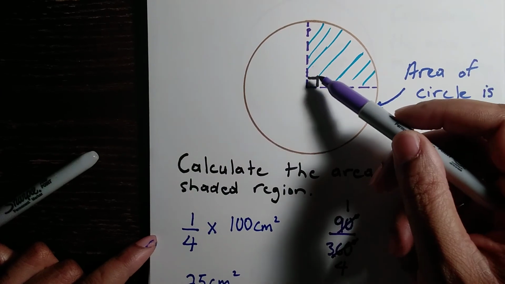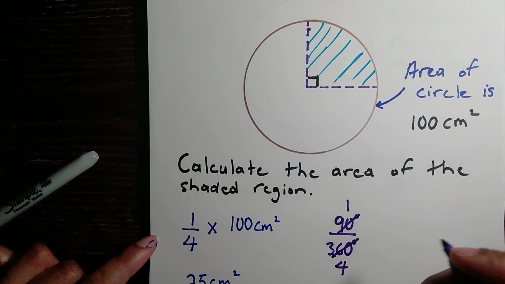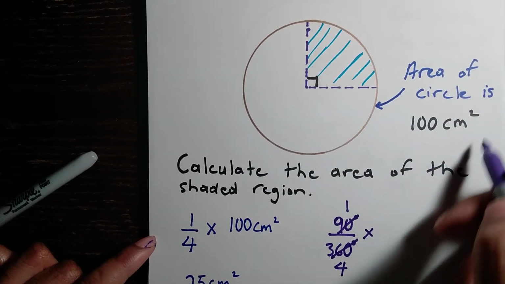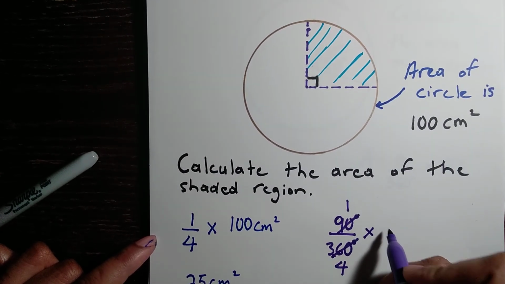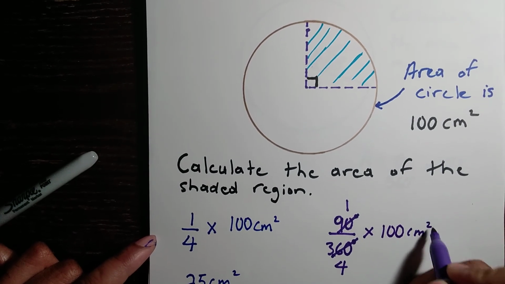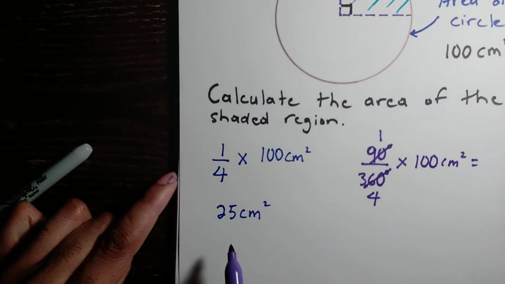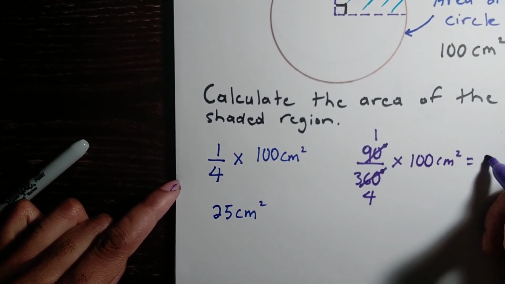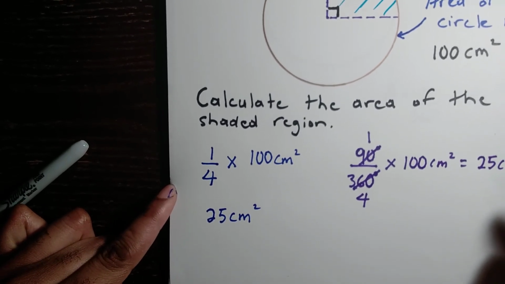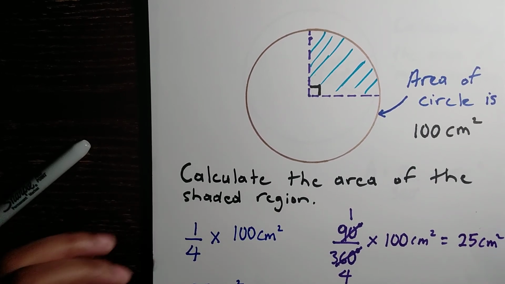So if I know this angle, I can create the same fraction that I have here and multiply this fraction by the area of the circle. And we would still get the same value of 25 centimeters squared. Now, let us derive the formula.